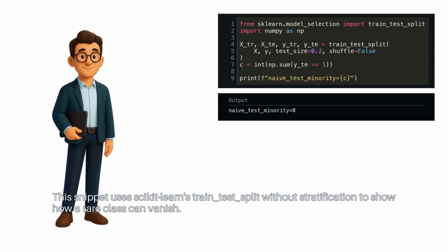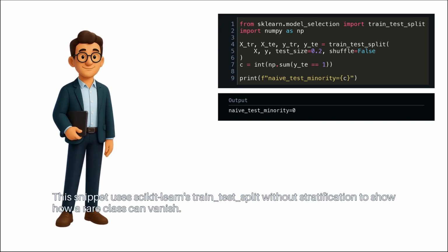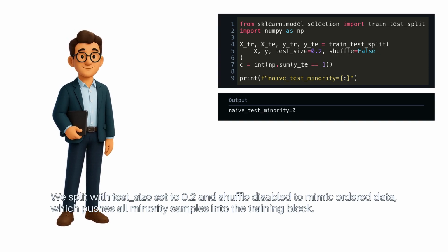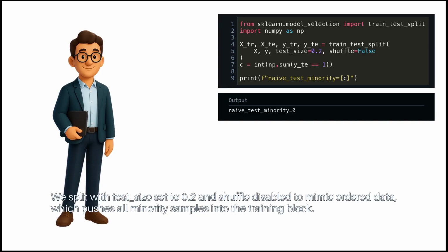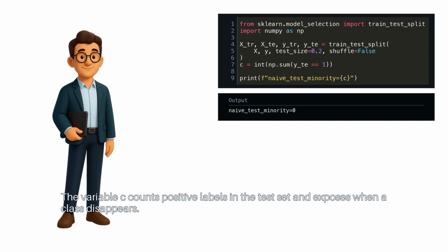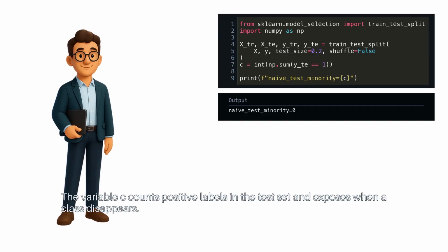This snippet uses scikit-learn's train test split without stratification to show how a rare class can vanish. We split with test size set to 0.2 and shuffle disabled to mimic ordered data, which pushes all minority samples into the training block. The variable C counts positive labels in the test set and exposes when a class disappears.